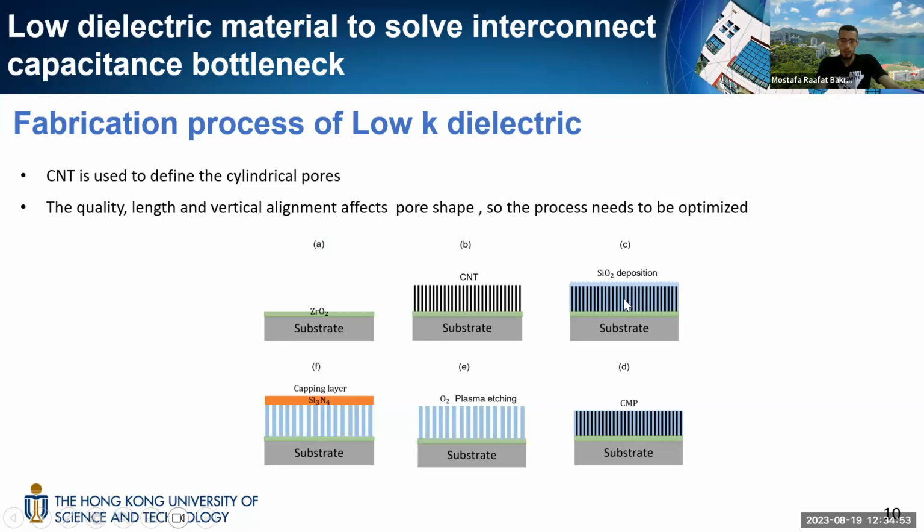This dielectric material can be fabricated using these main fabrication steps. First, we grow CNT, carbon nanotube, as a template with vertical alignment and high quality CNT. Then we deposit the silicon oxide to fill the gaps between the CNT, as shown here. Then the dielectric can be thinned down using chemical mechanical polishing to reduce the thickness. Finally, oxygen plasma is used to etch the CNT, leaving the cylindrical air pores as shown here, which we need. Then a cap layer can be deposited onto the low-K dielectric.